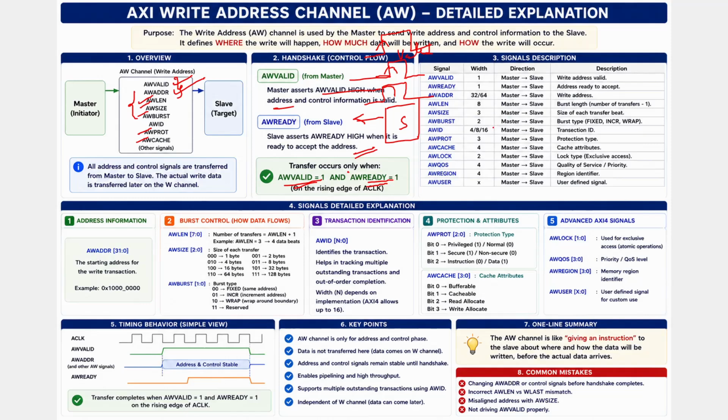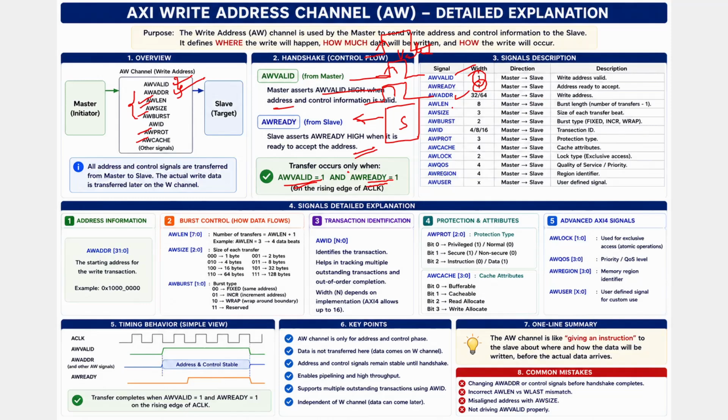These are the signal descriptions. What is the purpose? Valid is sent from master to slave, and it is 1 bit wide. Valid, ready, all are 1 bit wide. And then the address is either 32 bit or 64 bit. It is also sent by the master to the slave.